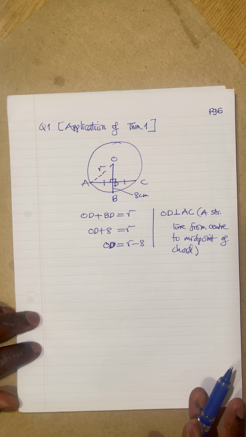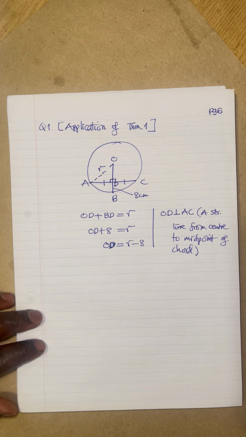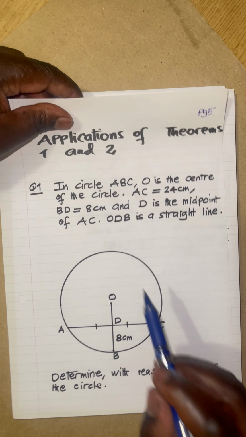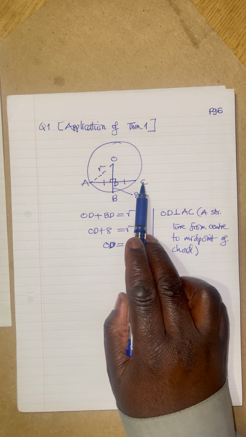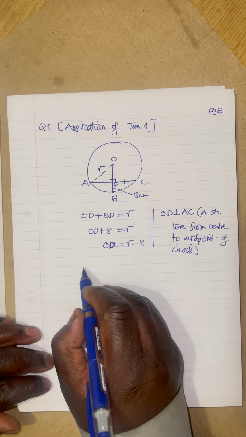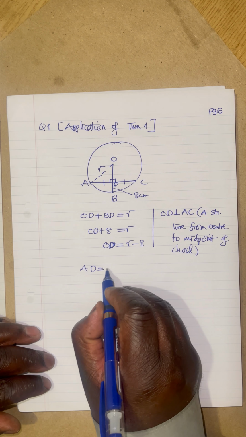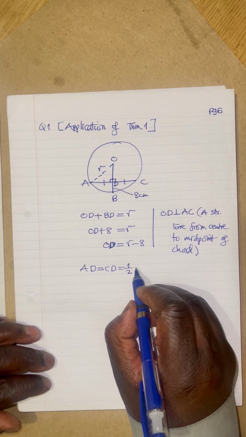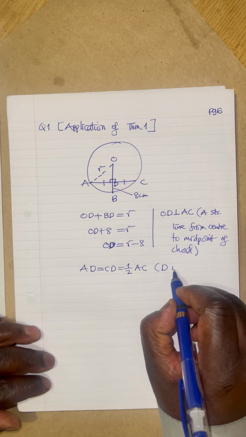Right. Now that we have that settled, remember, we have been told in this question that AC is 24 centimeters. So from here to there it's 24. But we know that D is the midpoint of AC. So we can say therefore that AD, which is also equal to CD, must be half of AC. The reason for that is D is the midpoint.